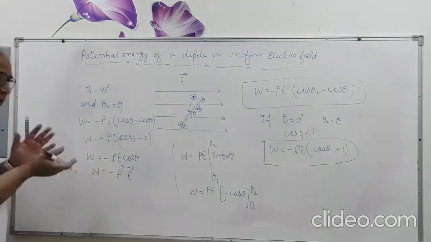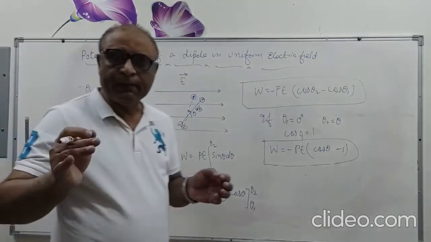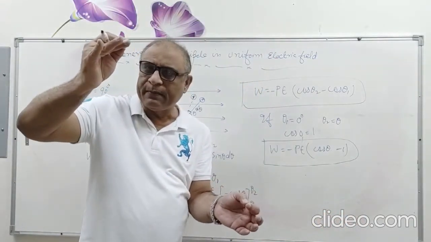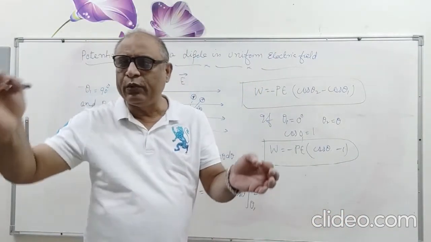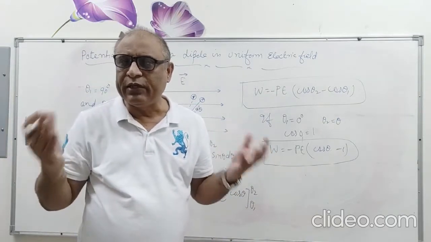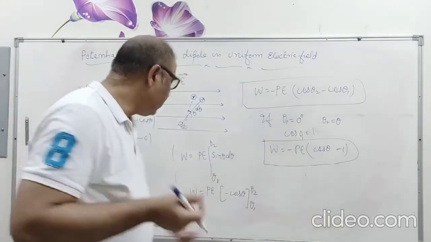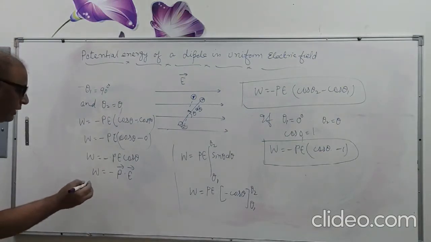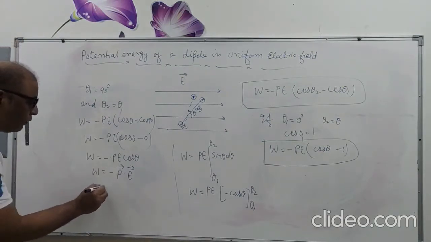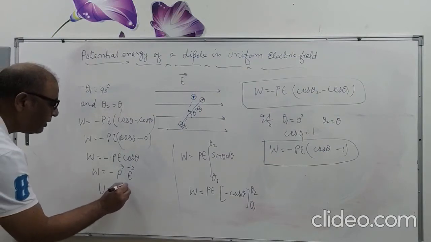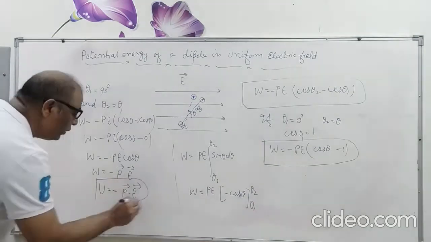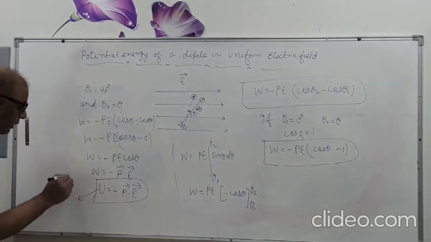Now, when you release it and keep it in place, it will try to come to the 0 degree position. So it has a potential energy. This work is equal to potential energy. Then you may write U equals minus P dot E, where U is nothing but the potential energy of the dipole.